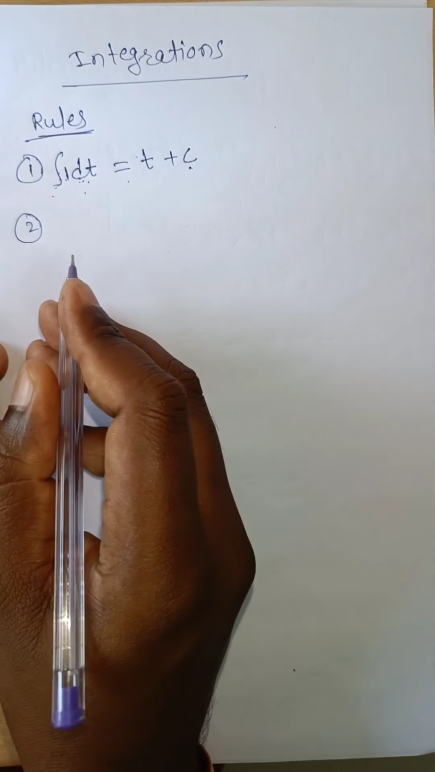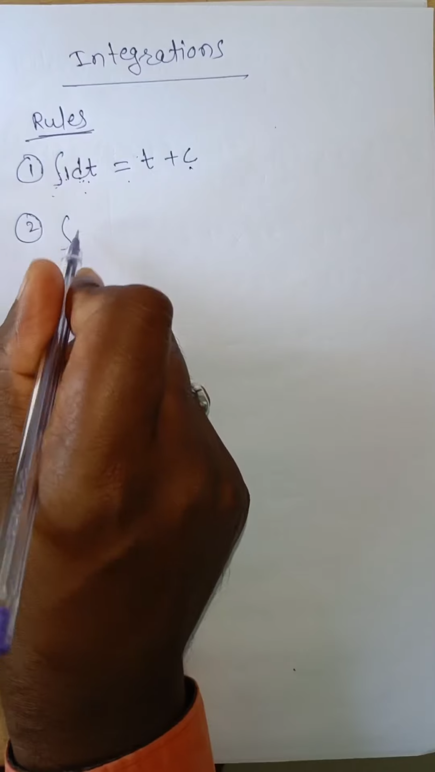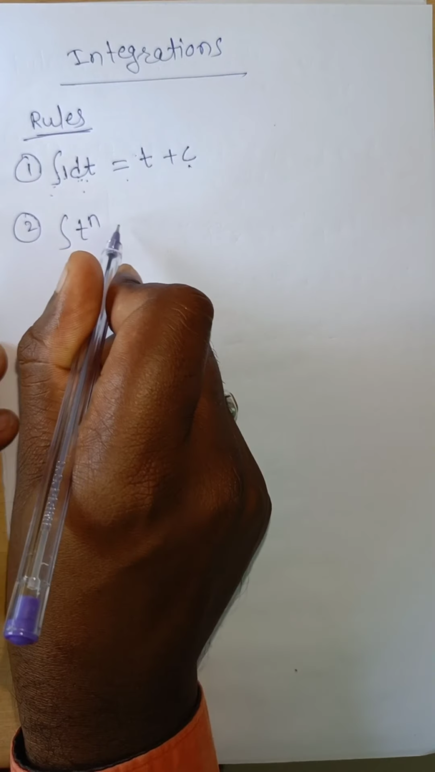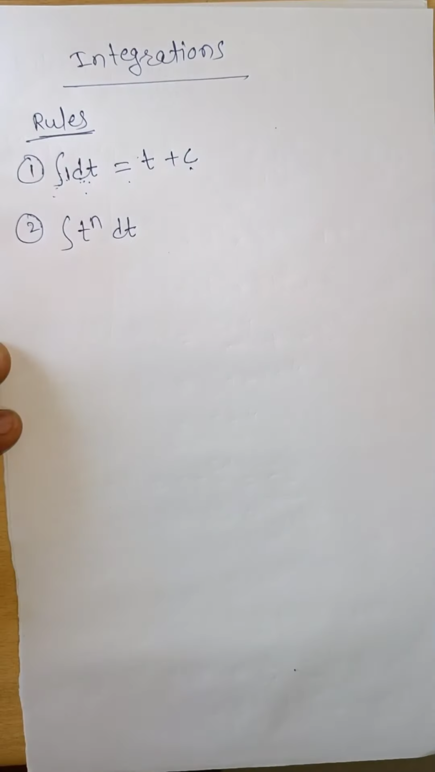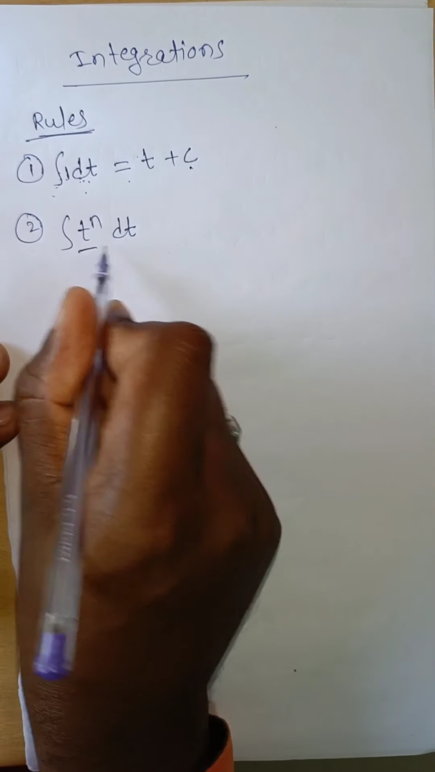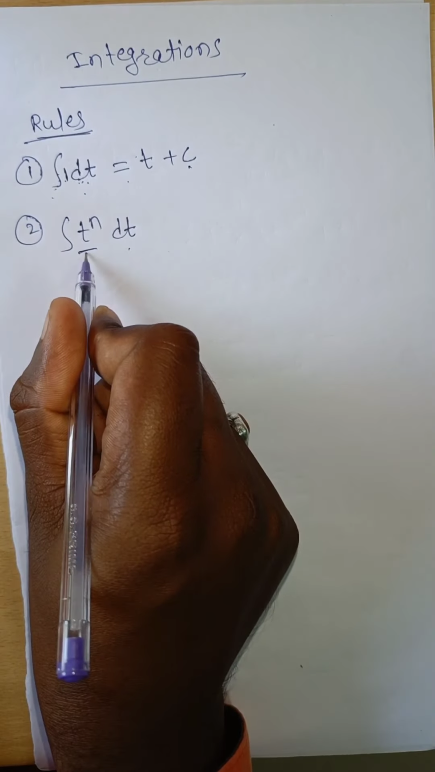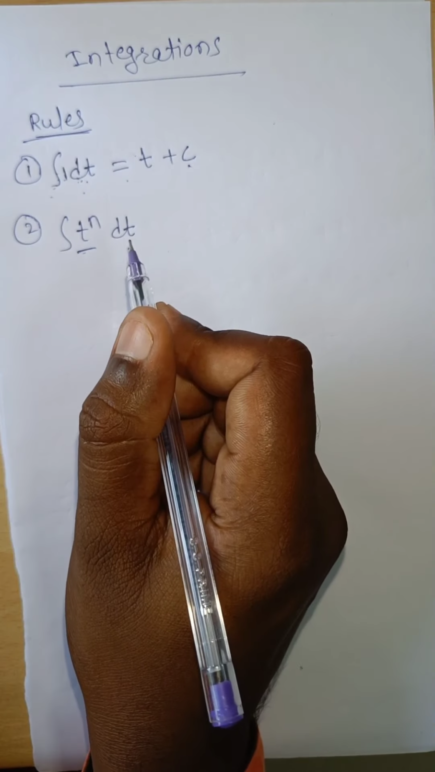Now rule number 2, that is integration of t to the power of n into dt. Integration of t to the power of n into dt means the integration of t to the power of n.